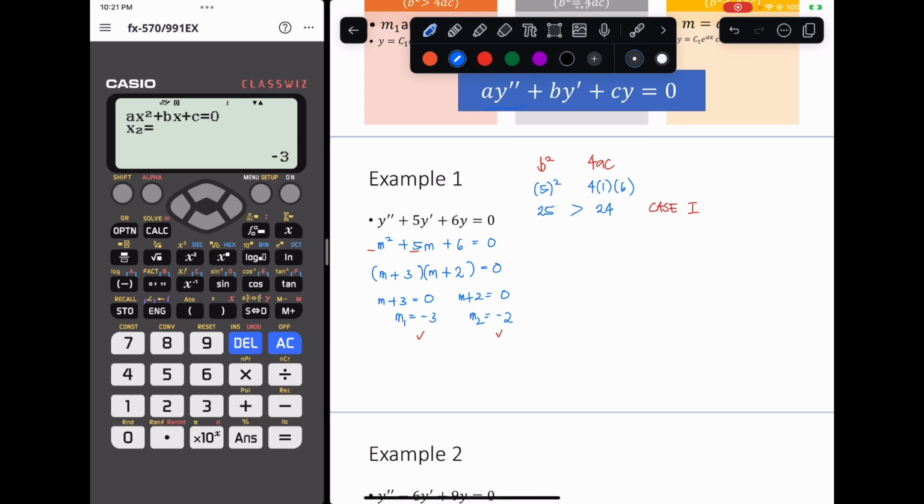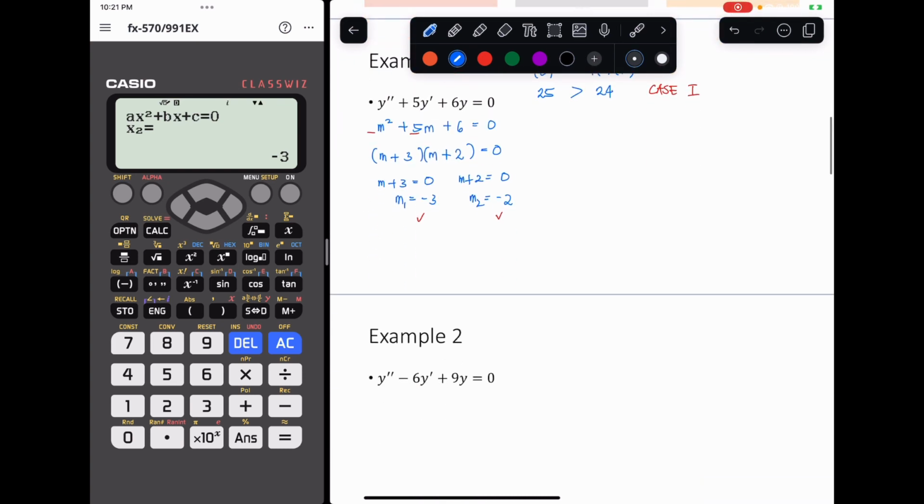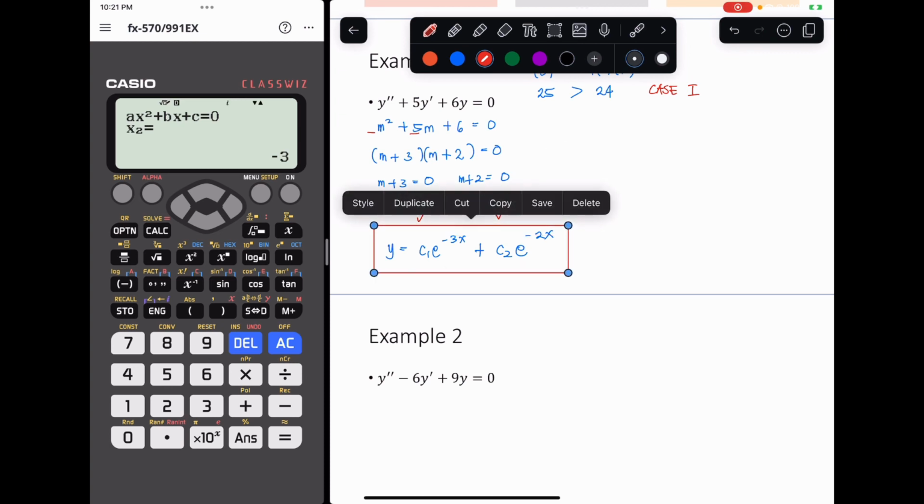So since that is case 1, distinct roots, our general solution then, y, would be c1 e raised to negative 3x plus c2 e raised to negative 2x. And that will comprise our general solution.